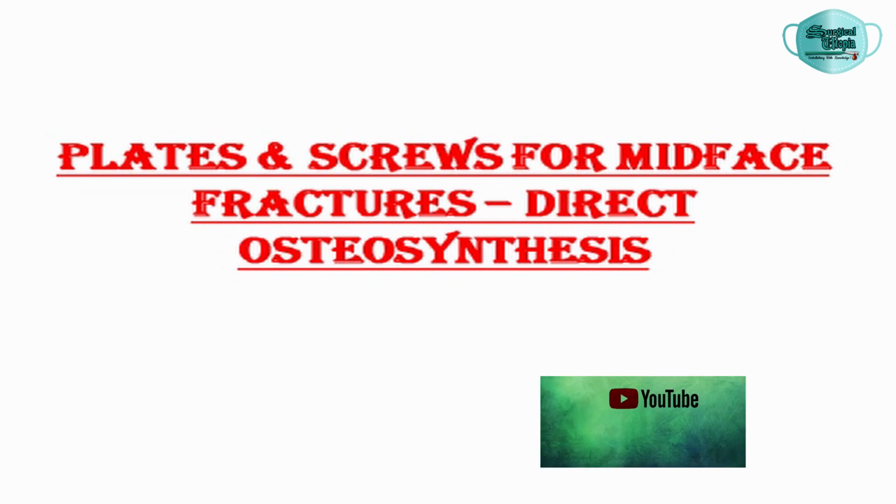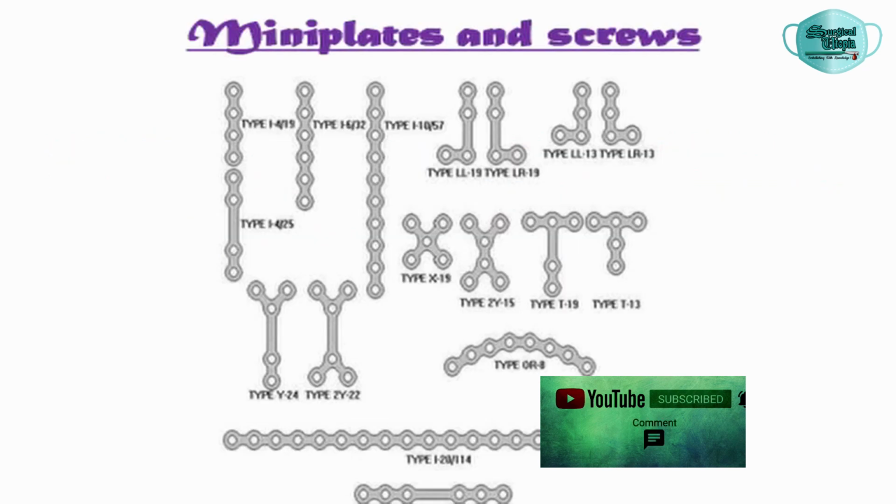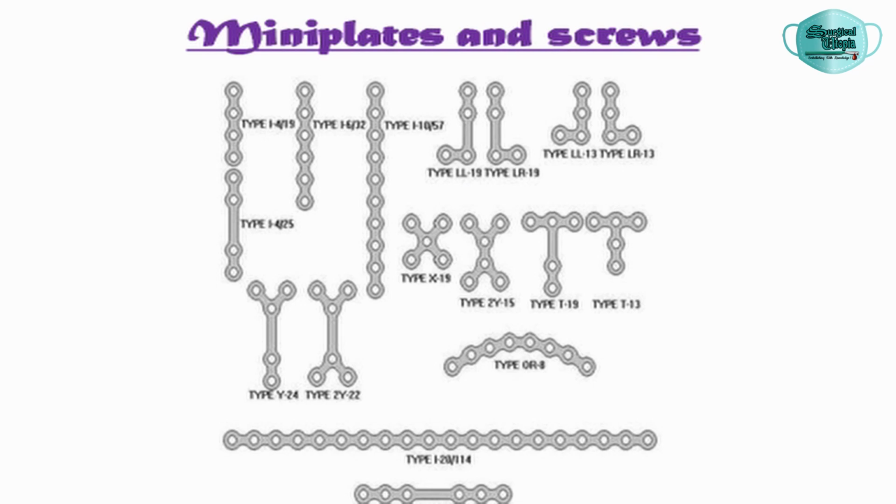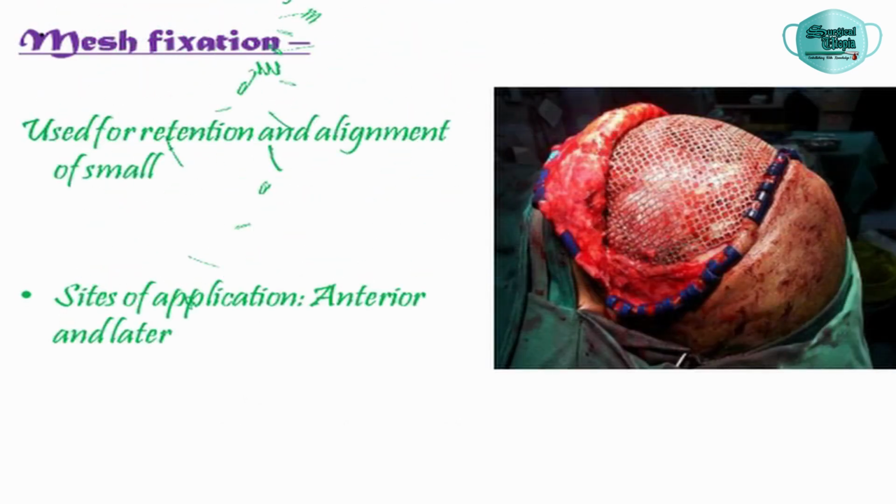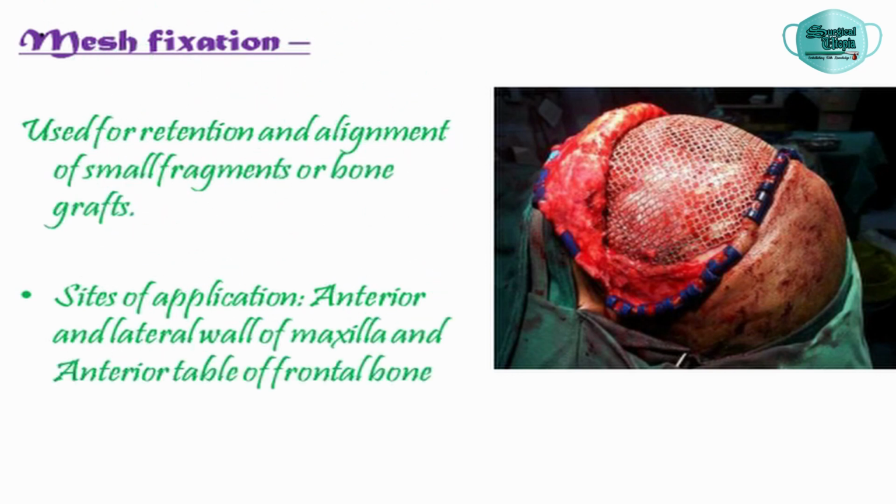For internal fixations, plate and screws are used, and this is a process of direct osteosynthesis. These are the different structures or different shapes of the mini plates. Mesh fixation is used for the retention and alignment of small segments or bone grafts. The site of application is the anterior and lateral wall of the maxilla and anterior table of the frontal bone.